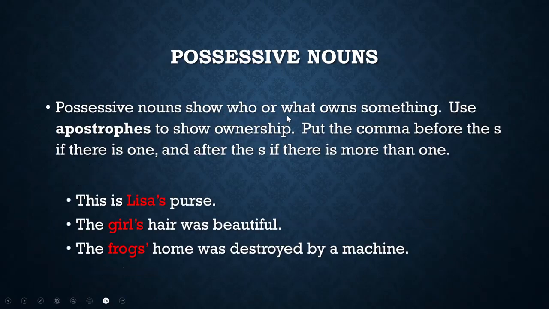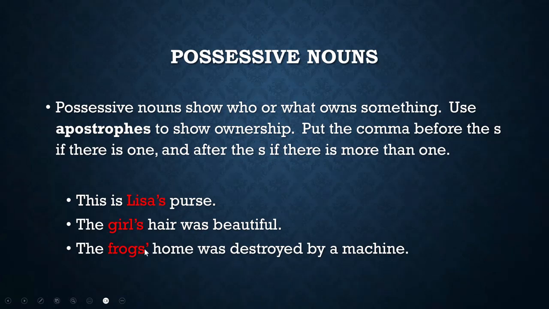Possessive nouns show who or what owns something. Use apostrophes to show ownership. Put the apostrophe before the S if there is one, and after the S if there's more than one. This is Lisa's purse. You see apostrophe S? The girl's hair was beautiful. The frog's home was destroyed by a machine.